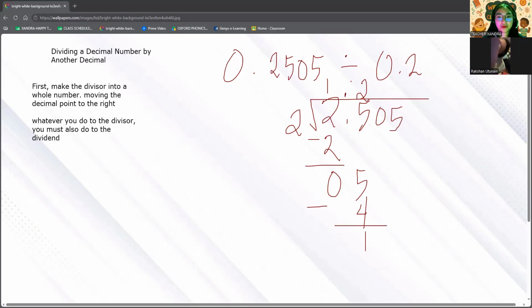Bring down 5. We bring down 0. We're done here. So 10, 5. So 5 times 2 is 10. So it's 0, and then we bring down 5. So 5 divided by 2.